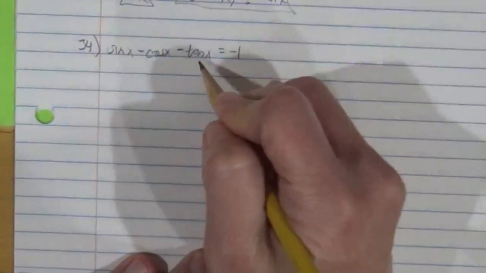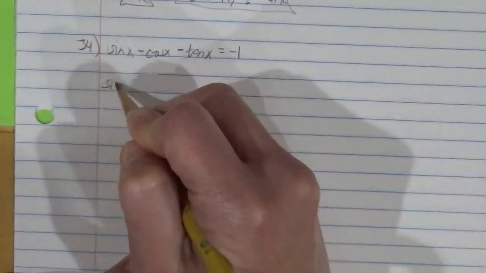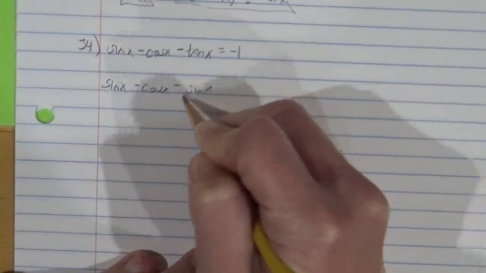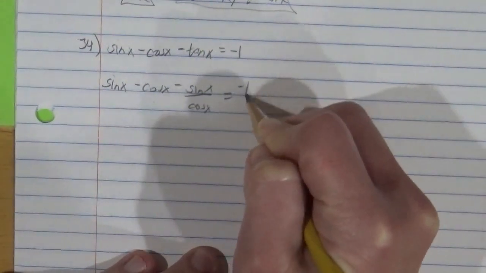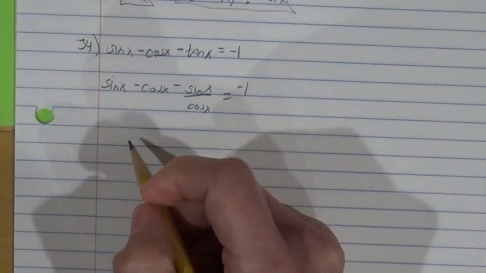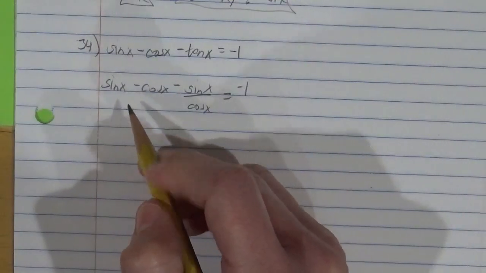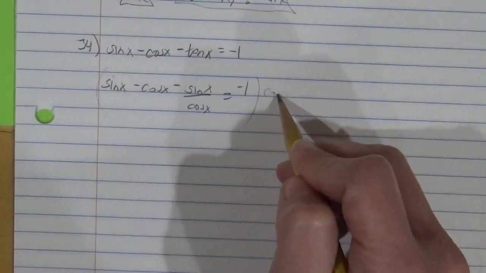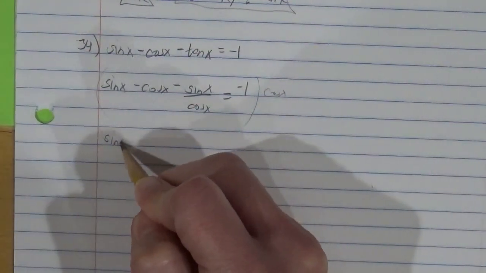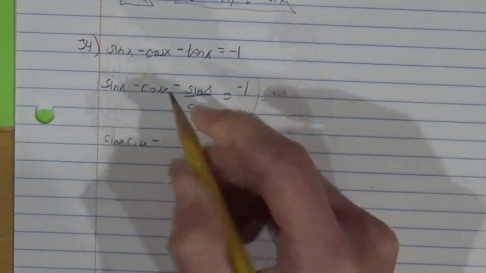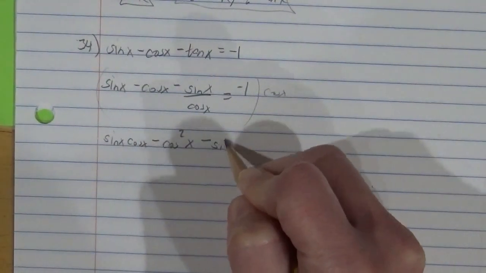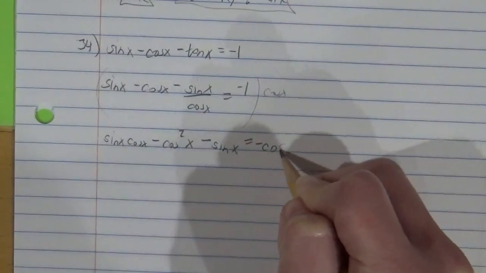Let's do it again. So first plan of attack is usually to change everything into sines and cosines. Use the fact that tangent is sine over cosine. Grab a common denominator to smush all this stuff together. So if I multiply the whole thing by cosine x, that'll give me sine x cosine x minus cosine squared x minus sine x equals minus cosine x. That's lovely.